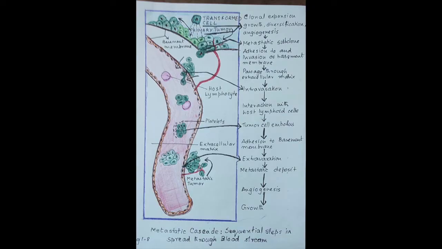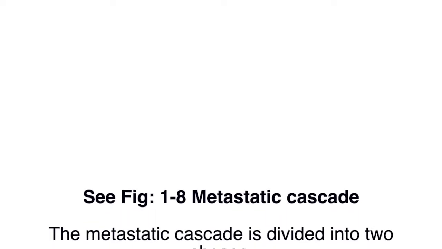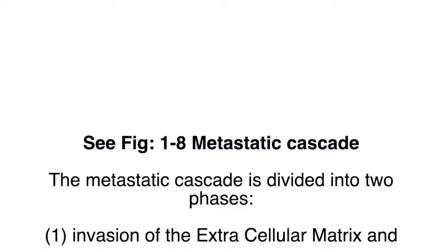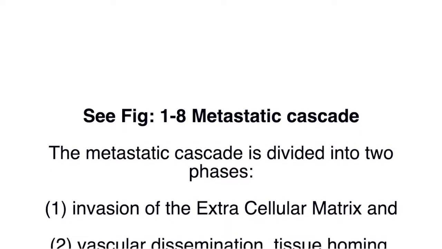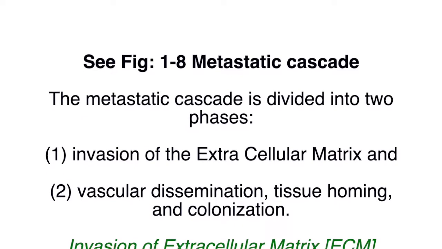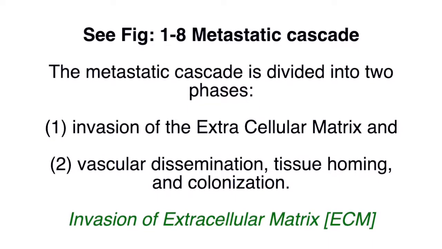Figure 1.8 shows the various steps the cancer cells should undergo to separate from the original cancer mass, travel through the bloodstream, and lodge in distant sites. See text. See figure 1.8, the metastatic cascade shown earlier. The metastatic cascade is divided into two phases. One, invasion of the extracellular matrix, and two, vascular dissemination, tissue homing, and colonization.